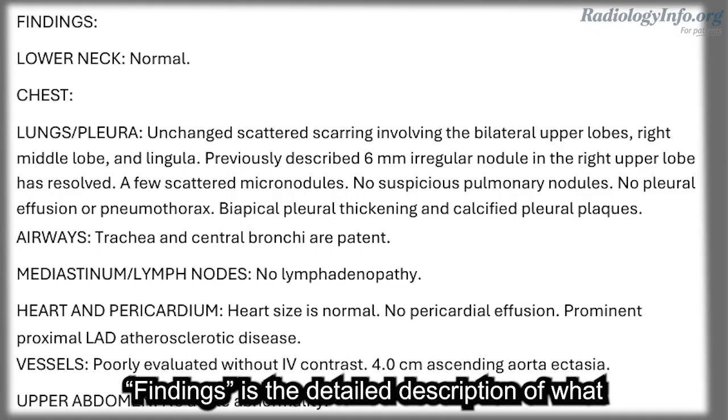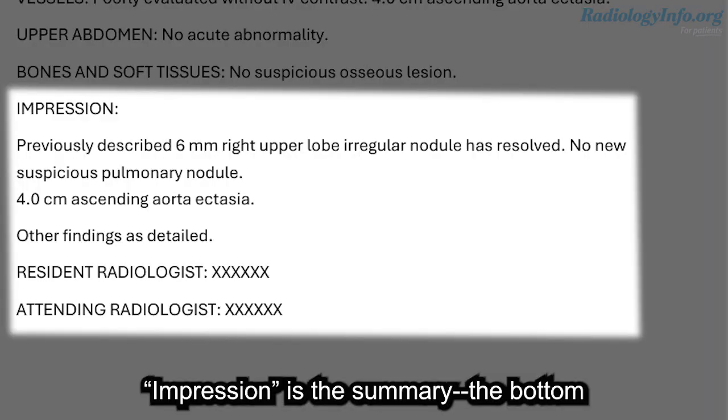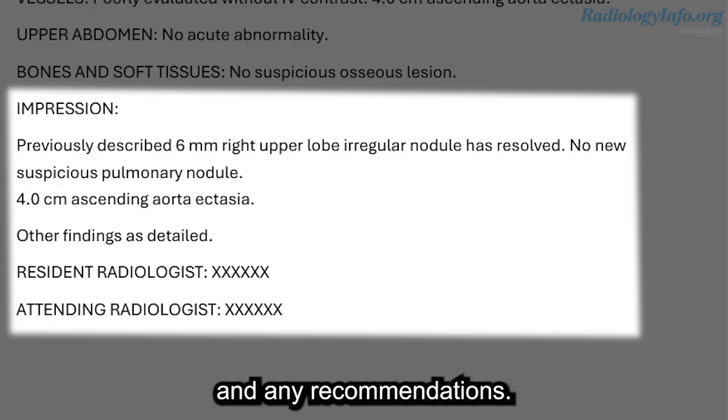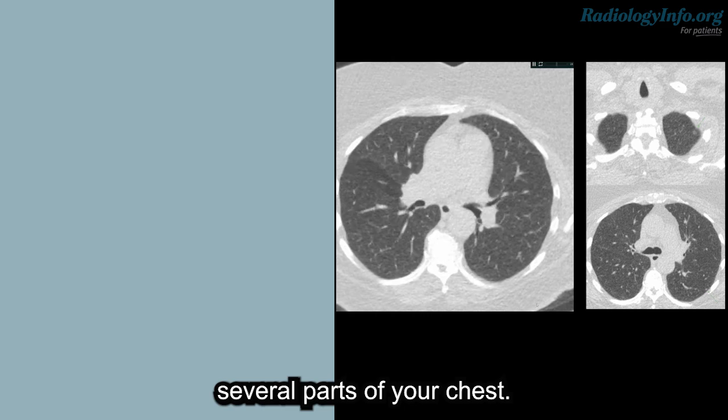Findings is the detailed description of what the radiologist sees. Impression is the summary, the bottom line, with the most important results and any recommendations. In the findings section, the radiologist reviews several parts of your chest.